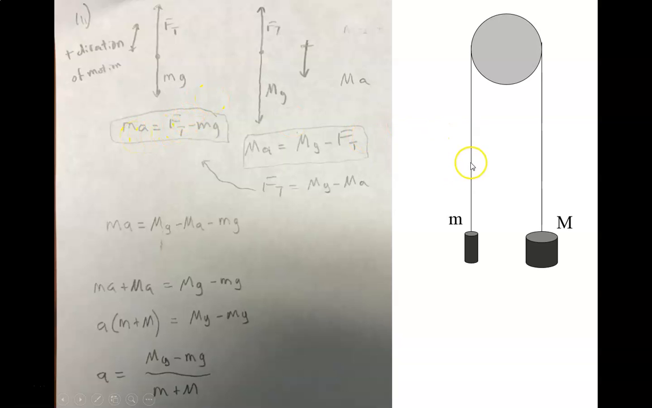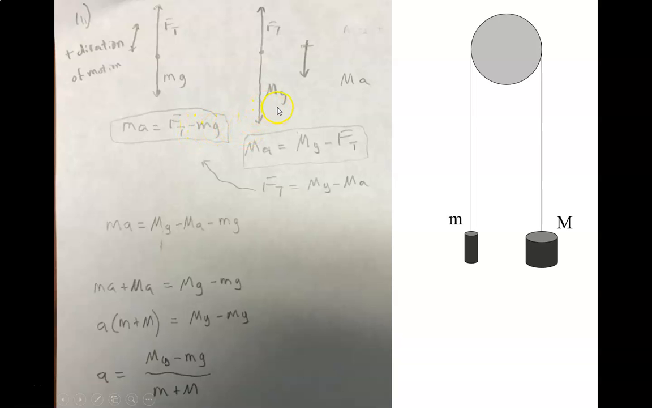Now, I guess I should have said this, we're going to consider the system positive direction in the direction of acceleration, which means it's going to be up on the left side and down on the right side. That's important. If you mess up the signs, then it gets wonky. So on the left side, f sub t is positive, because up is positive, minus mg. So that's our mass times acceleration equals net force equation.